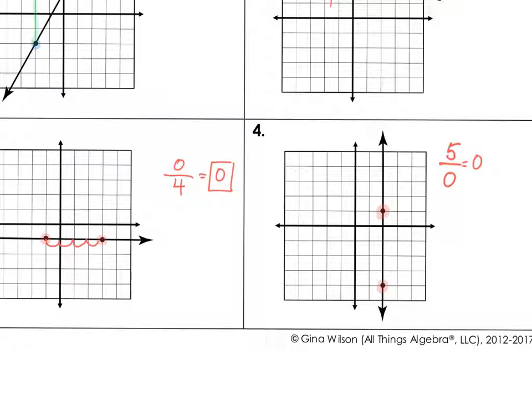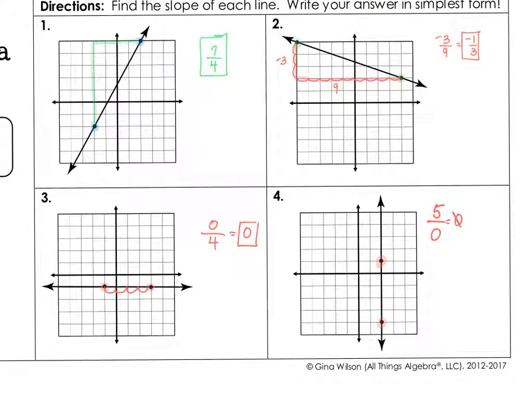So compare and contrast number 3 and number 4. Notice how this was all run and no rise. So our no rise and our all run. And 0 divided by 4 is 0, which makes what's called a horizontal line.